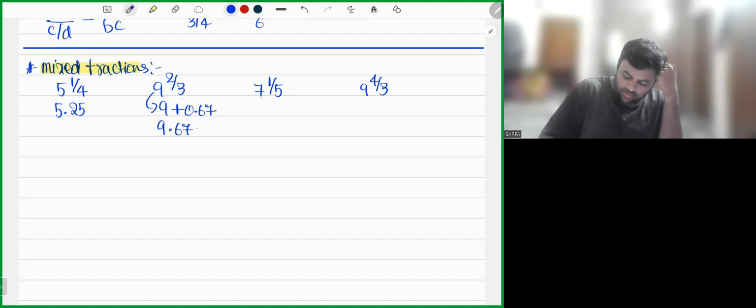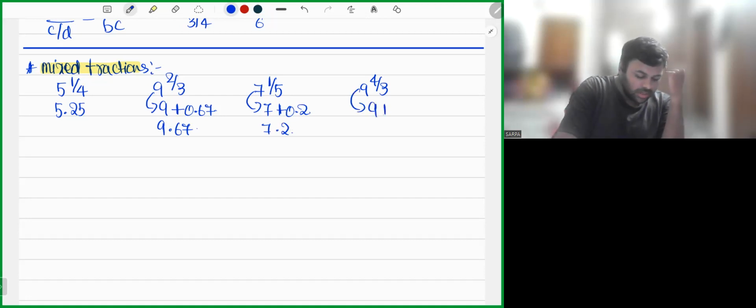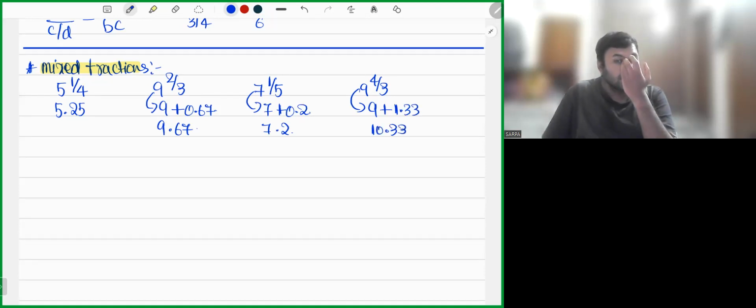Next, I have 7 1 by 5. So 7 plus 1 by 5 is 0.2. So I'll write it as 7.2. I have 9 4 by 3. So I'll write it as 9 plus 4 by 3. How can we write 4 by 3? We can write it as 1.33. So it will be 10.33. This is how we convert a mixed fraction into a normal number.